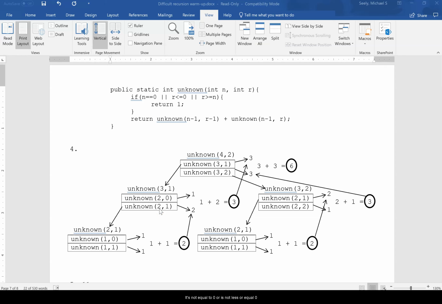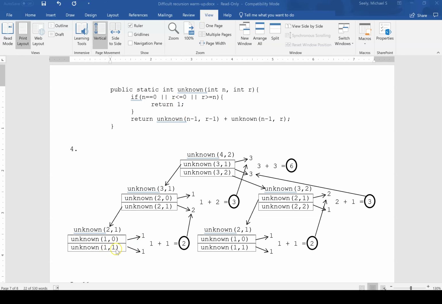N is not equal to 0, r is not less than or equal to 0, and r is not greater than or equal to n. So we come down here and we have 2 minus 1 is 1, and 1 minus 1 is 0. So right here, this is r. R is less than or equal to 0, so we return a 1 down.